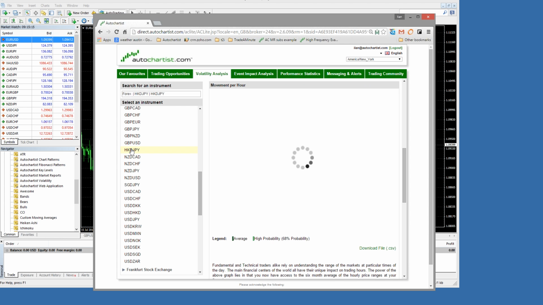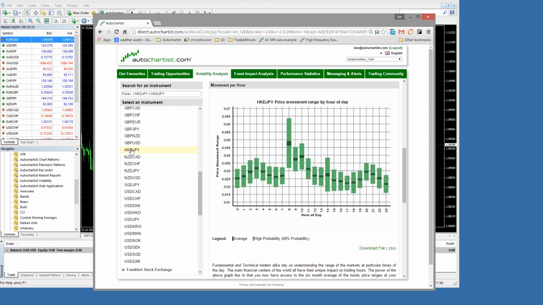Now, what you might or might not be surprised to see is information like this. This is example of Hong Kong dollar, Japanese yen. So most of you might think that because that's an Asian cross, right? The Hong Kong and Japan, right? Or China and Japan, should I say? You would expect the volatility to happen during their morning. However, interesting enough, even for Hong Kong dollar and Japanese yen, the volatility happens in the first few hours of the New York Open, right?